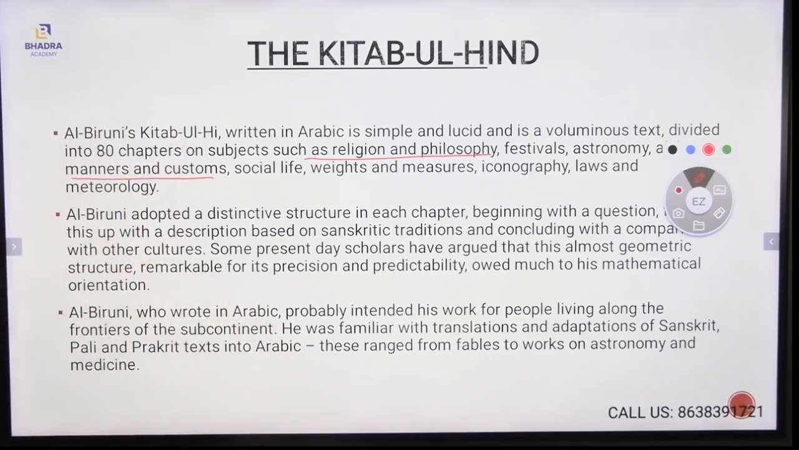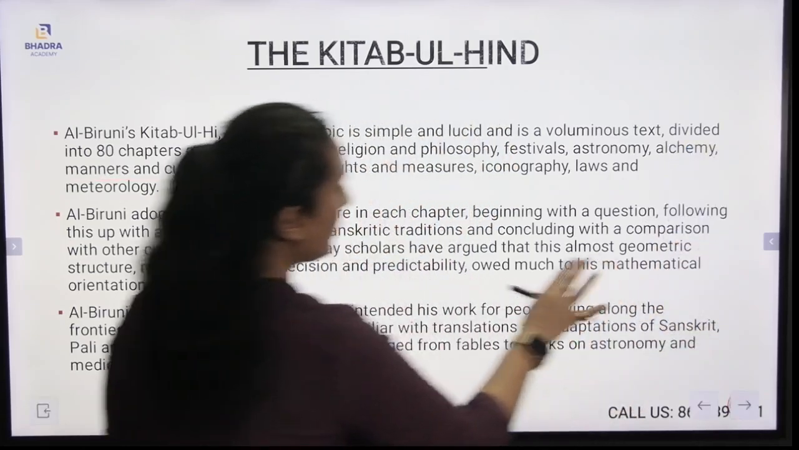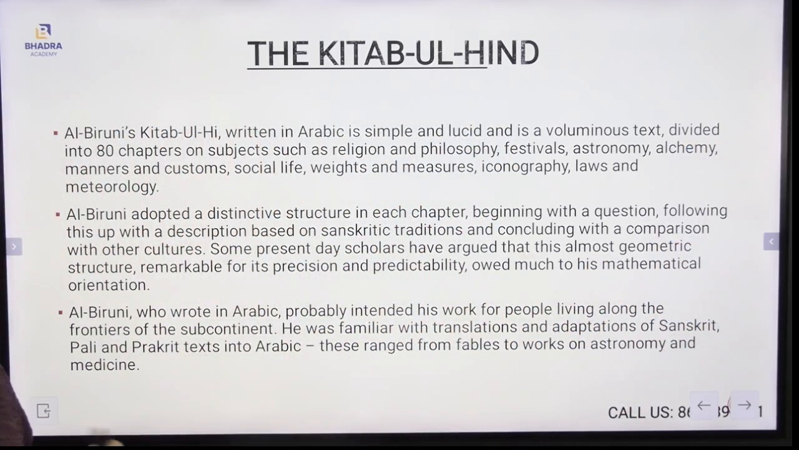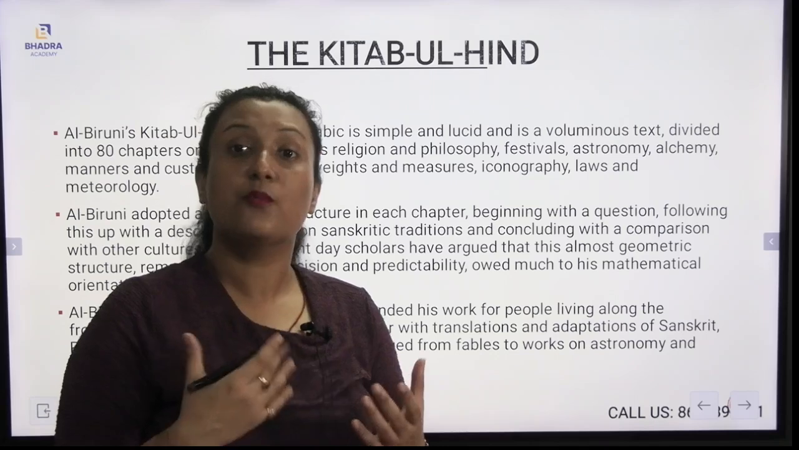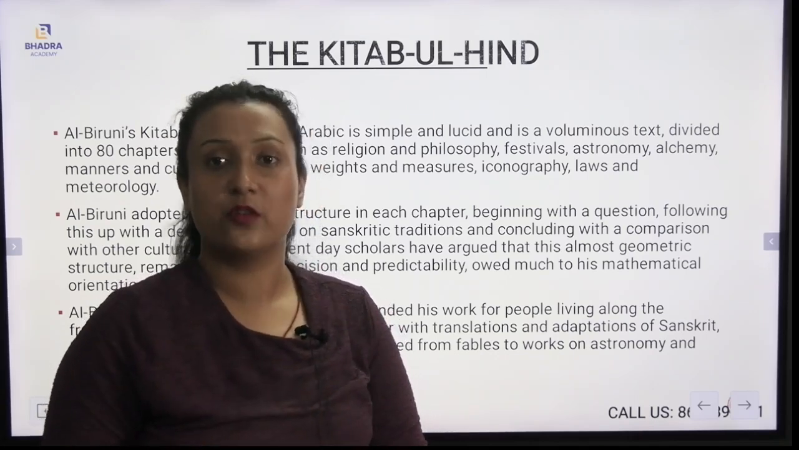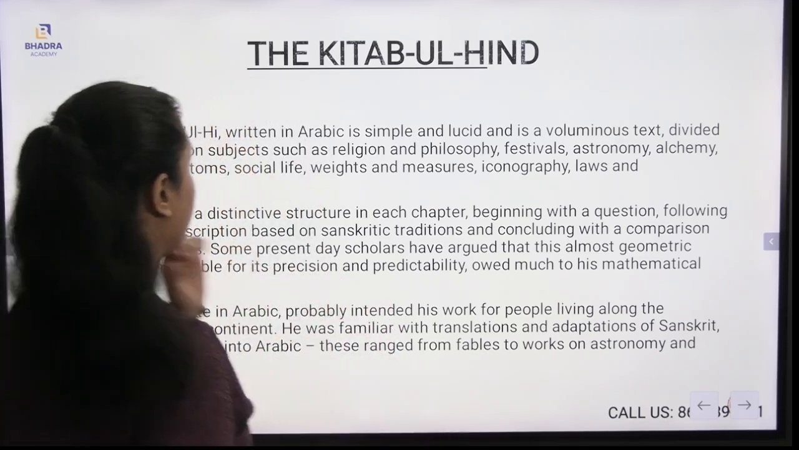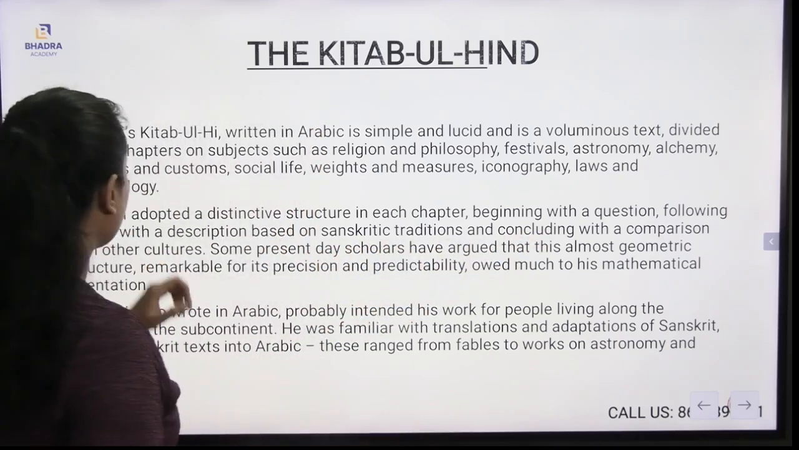And second of all, Al-Biruni adopted a distinctive structure in each chapter, beginning with a question, followed by a description based on Sanskritic tradition and concluding with a comparison with other cultures. Now, in the Kitab ul Hind, what was the structure? First of all, he will be first posing a question. A question will be coming, and slowly it will be followed with the description of the religious text. And also, it is based on Sanskritic tradition and concluding with comparison to the other culture.